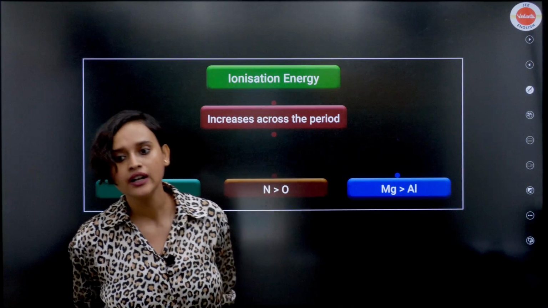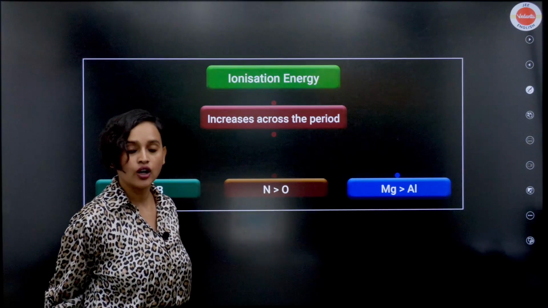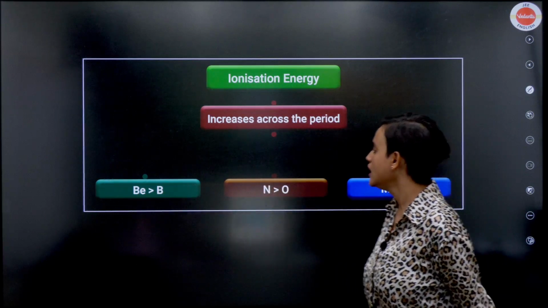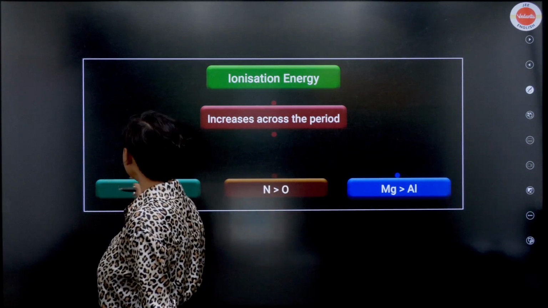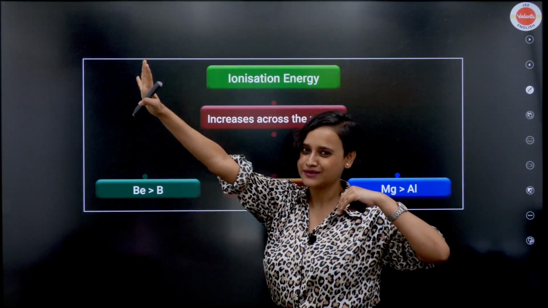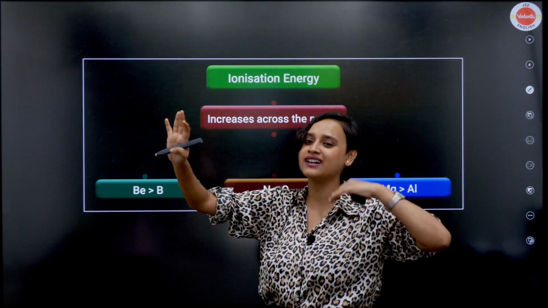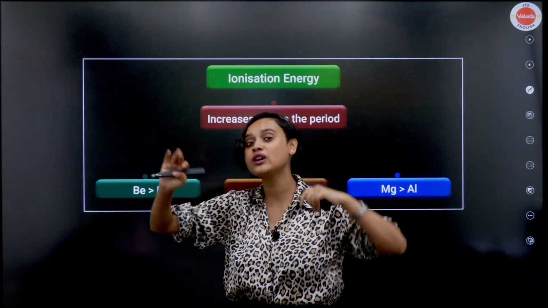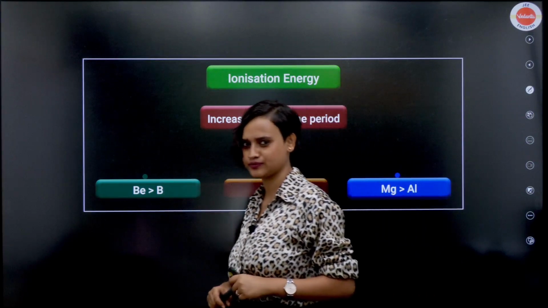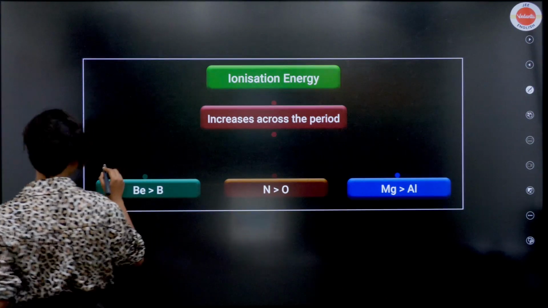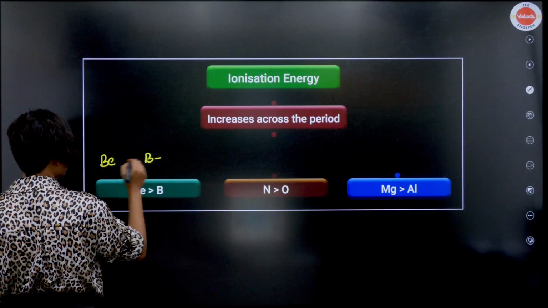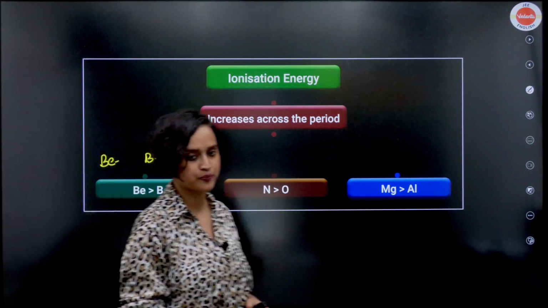Now check it out guys. Ionization energy increases across the period. That's what we said. But when we go to beryllium and boron, beryllium is in group 2. Boron is in group 13. However, we see that beryllium has more ionization energy than boron. Why is that so? Okay, let's check it out. Beryllium and boron.